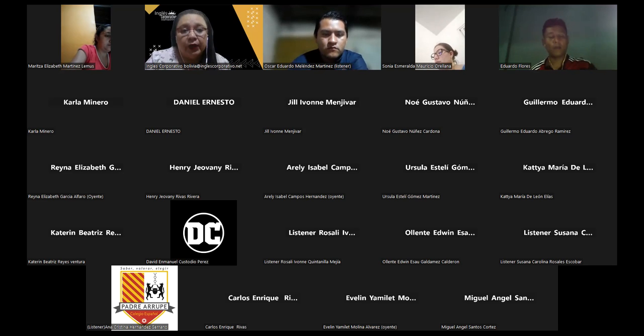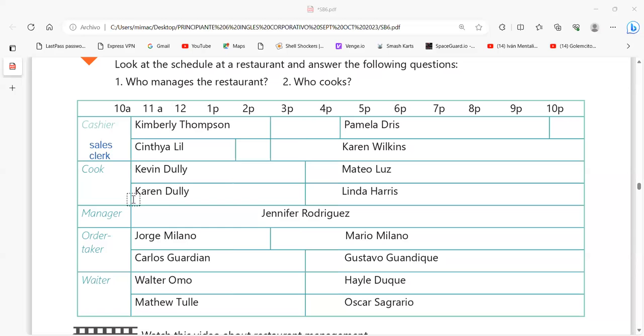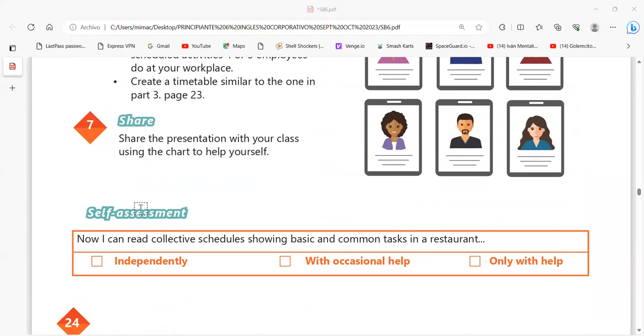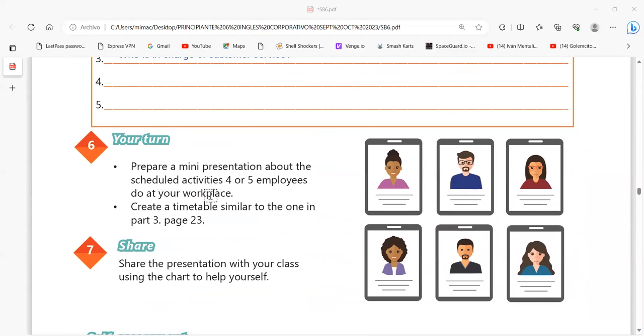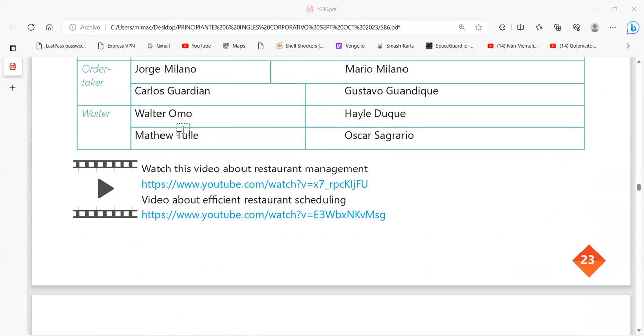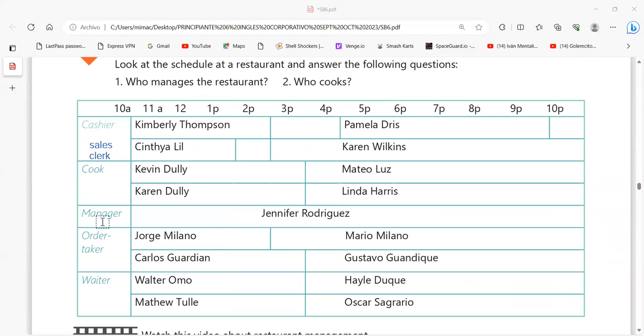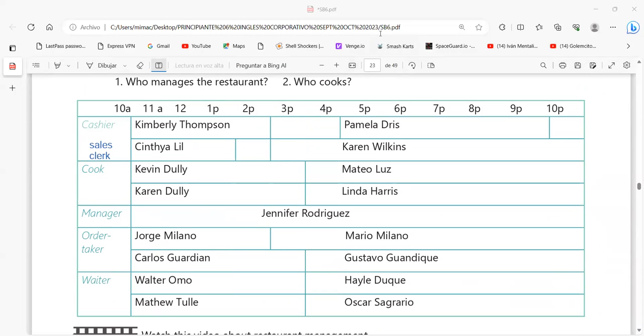That is why you are going to work individually. So you take as an example what you have in your manual, okay? Similar to this one, because this is the instruction. Prepare a mini presentation about the scheduled activities 4 or 5 employees do at your workplace. Create a timetable similar to this one. This is a timetable or schedule, okay? With the different positions people have at your company. And then you share with the class, with the partners in the breakout rooms. And as soon as you finish, you tell me, okay?